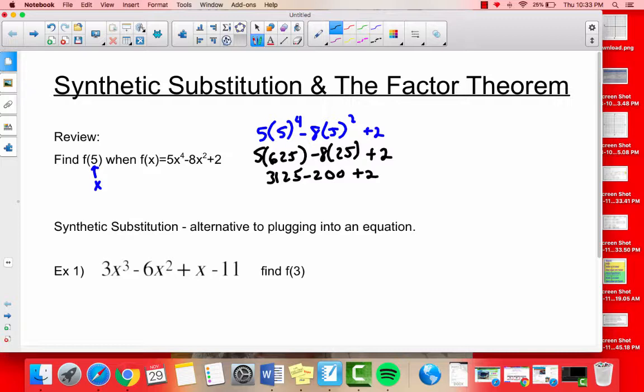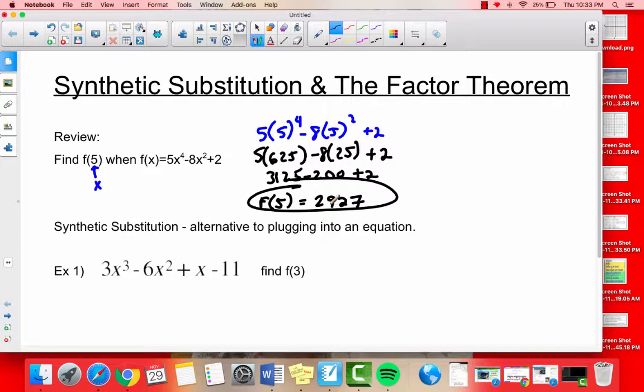And then I want to go ahead and simplify that down to the very end, and I get that my final answer, if I have f of 5, is 2,927. And I'm done. So what that basically just means is when my x is 5, my y value is 2,927, and we're done. Now, that was just the normal plug and chug method. What we're doing today is the synthetic substitution.